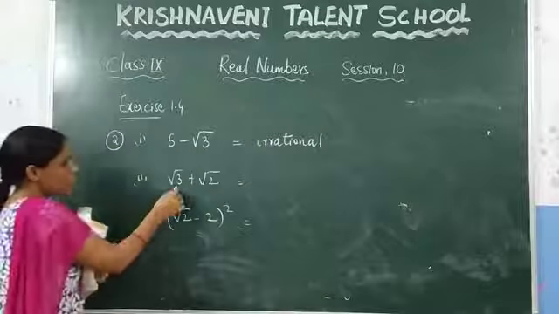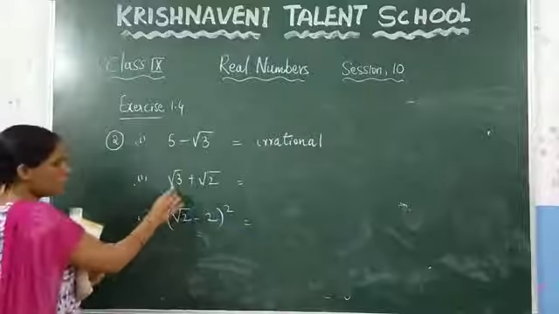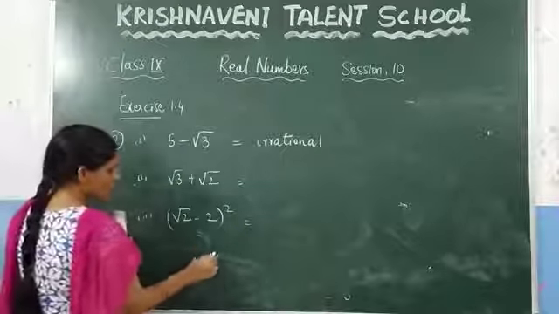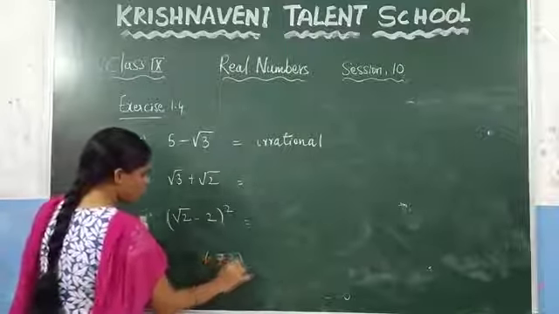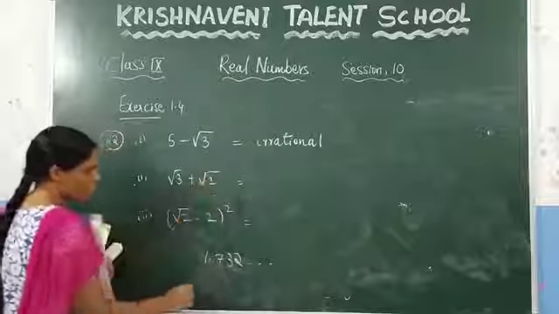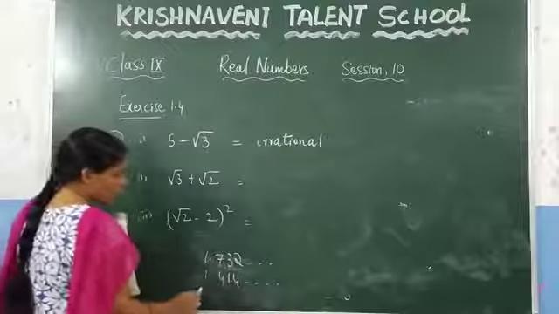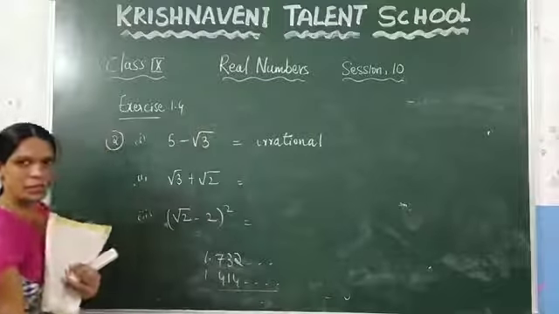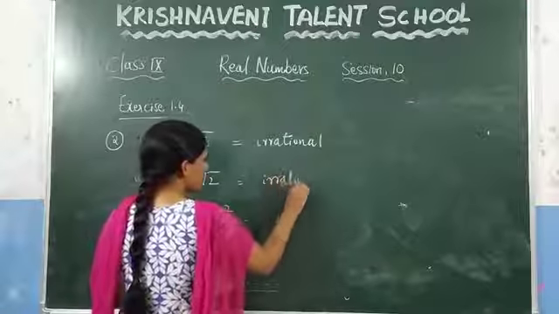Here you can observe that clearly this is an irrational number because you know that root 3 is an irrational number. What is the value of root 3? It is nothing but 1.732 and so on. And what is the value of root 2? 1.414 and so on. If you add, you will get a non-terminating decimal. So we can say that it is an irrational number.